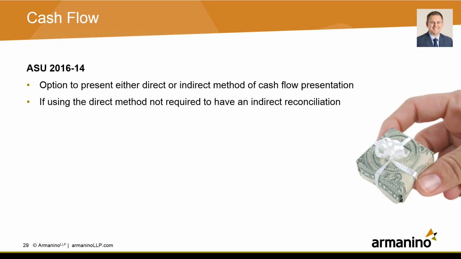But I guess there's people out there that are still doing it. Some of you guys on the webinar may like doing that and maybe prefer doing that. So now this ASU gives you the option of doing that. I guess what's kind of nice is if you choose to present a direct statement of cash flows, you do not have to also disclose the reconciliation from direct to indirect in the footnotes. In the past, you used to have to do that, but I guess now they're stripping that requirement, which could be a good thing if you like direct cash flows.